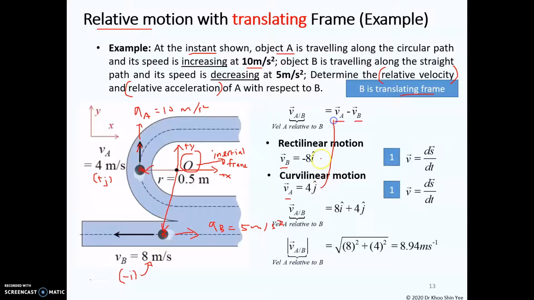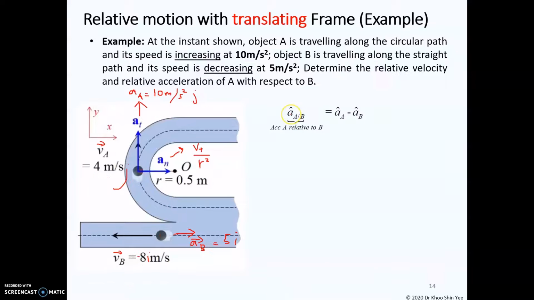Substitute the VA and VB into the original formula here. 4j minus negative 8i gives you 8i plus 4j. So this is the relative velocity of A with respect to B. You can find the magnitude by using this formula, and you should get this answer. We can find the acceleration of A with respect to B by using this formula.